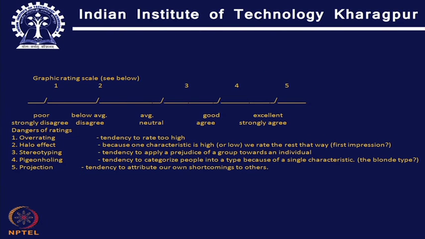You can see the graphic rating scale over here, which is one of the scales you see in personality inventories. But there could be some dangers, like overrating, halo effect, stereotyping or pigeonholing, and projection. These could happen while you are using a rating scale, you are trying to generalize people, either rating too high or forming prejudice and putting people in a single category.